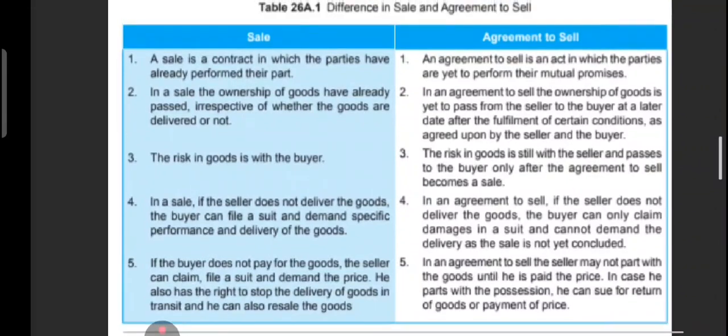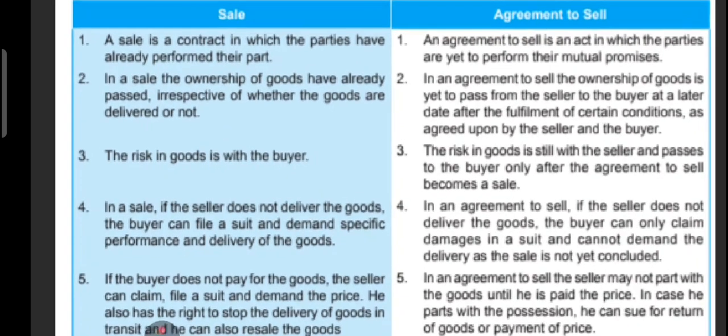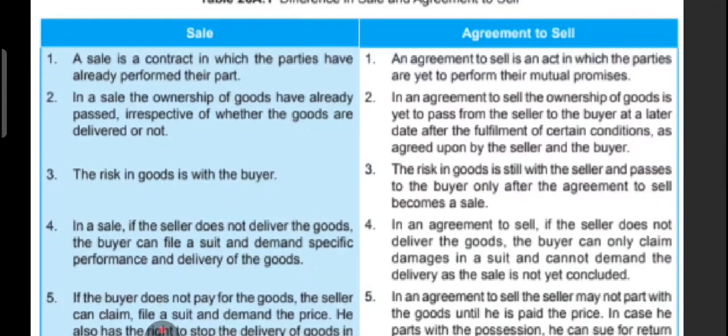In simple words, you can think of sale as handing over the key and walking away. It is done. But an agreement to sale is like promising to hand over the key later. We have not handed over the key yet. We will hand over the key later. The deal is not complete yet. That's why I told you, agreement to sale is like a promise for a future deal. Both parties still have to perform. Ownership of goods will be transferred later only after the conditions are met, and if the seller fails to deliver, the buyer can only claim damages. Right, these are the points.